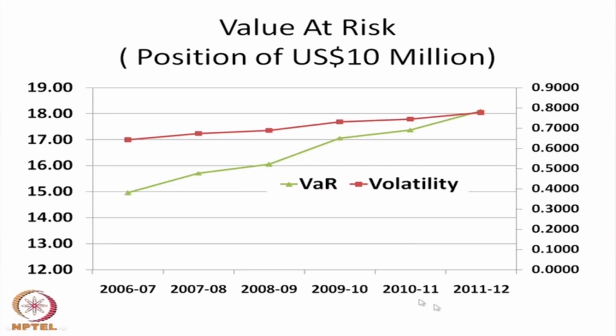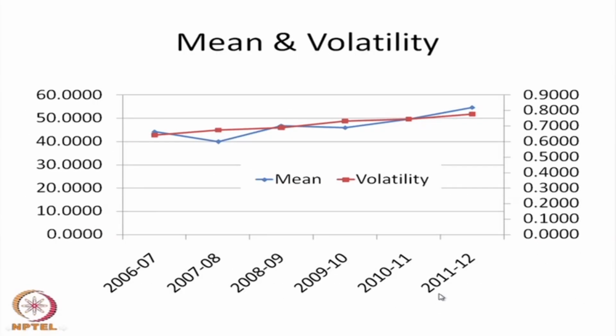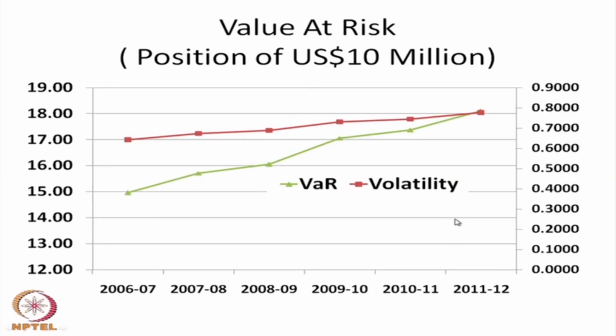So I have calculated this for 2006-7, 2007-8 and up to 2011-12. The red line indicates the volatility of the spot rate. How did I get the volatility? I took the 2006-7 data of the Delhi exchange rate and calculated the volatility. Similarly for 2007-8, I took the Indian rupee and US dollar Delhi exchange rate and calculated the volatility. Like that I got the volatility for every year and plotted it here, and for value at risk my position is 10 million.